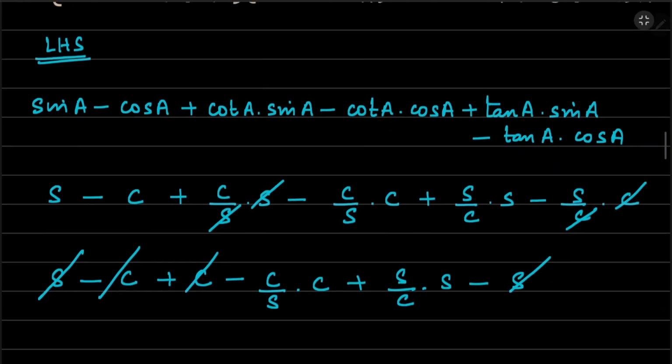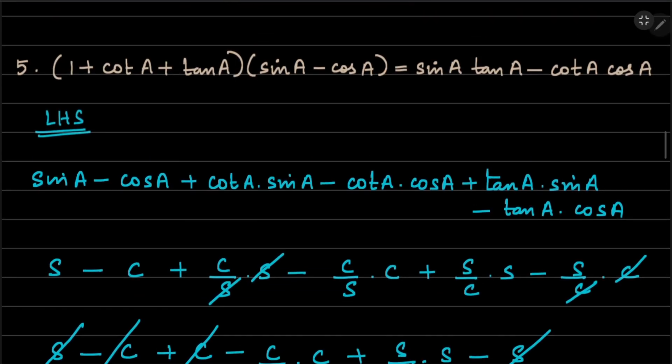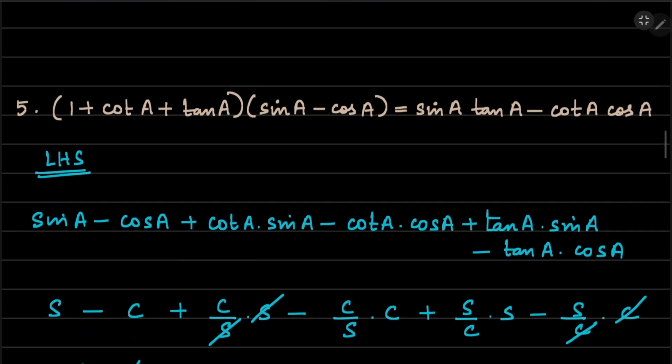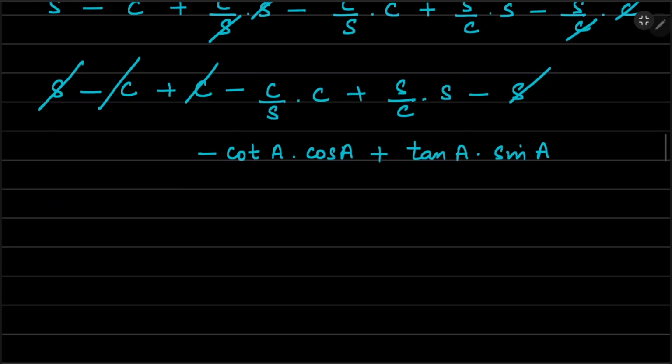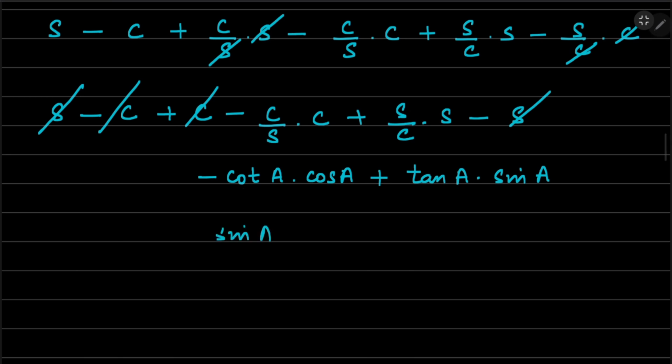So what I finally have here is nothing but minus cot A into cos A, plus sine over cos, which is tan A, multiplied by sine A. Right? This is what I have. I can rearrange it and write it as sine A tan A, so here I'm just going to rearrange the terms. So this is nothing but sine A into tan A minus cot A into cos A.